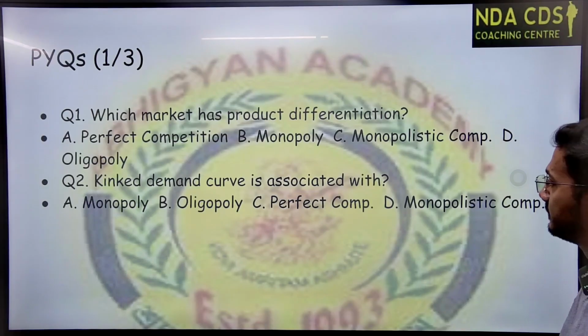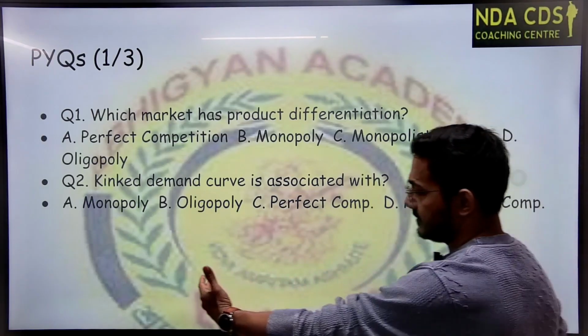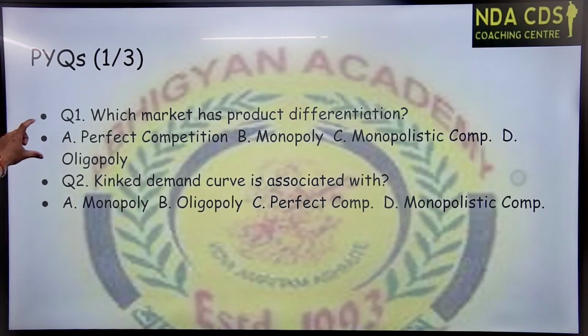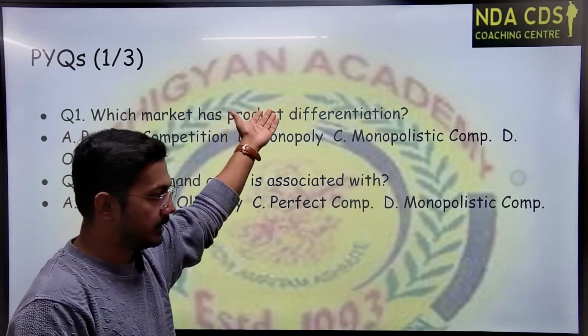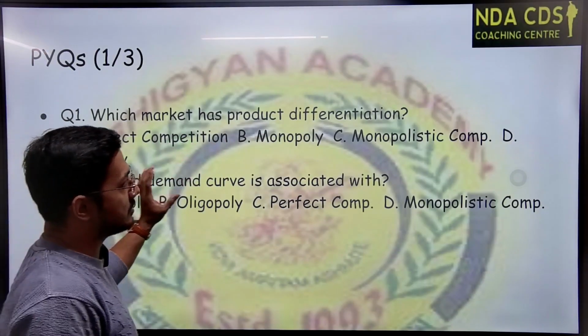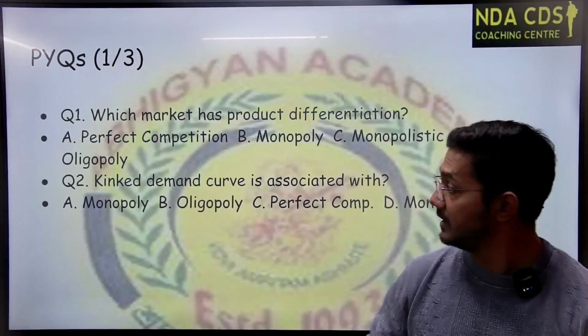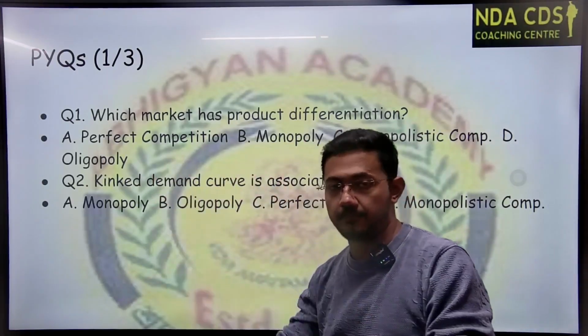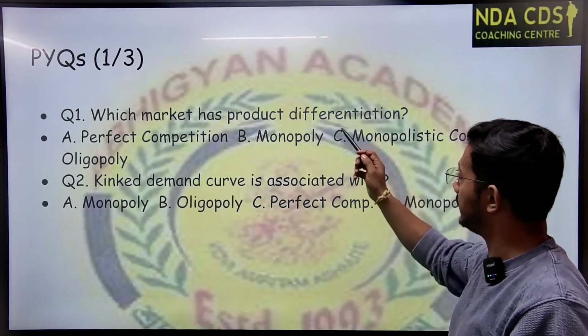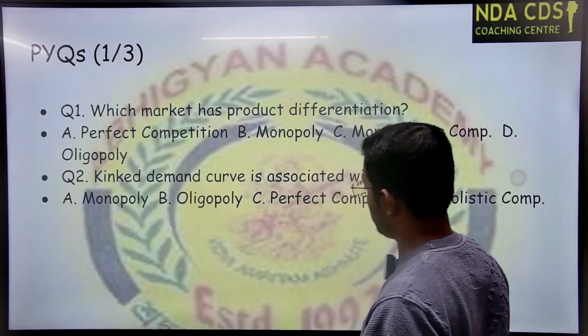Then question number 2 is about Kinked demand curve and what it is associated with. These are the technical things. I will bring the technical part in another lecture. Okay, try to answer the first one. Which market has product differentiation? Is it perfect competition? No, perfect competition is completely the same product sold by many sellers. Monopoly, completely unique product. Monopolistic competition or oligopoly. Oligopoly may have similar or the same product also. But monopolistic competition will always have product differentiation. So your answer will be option C.